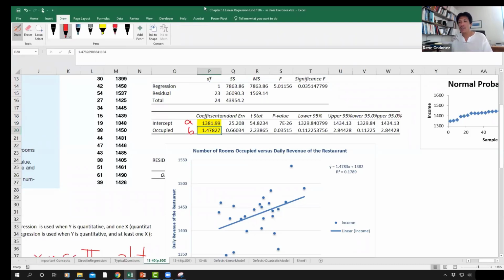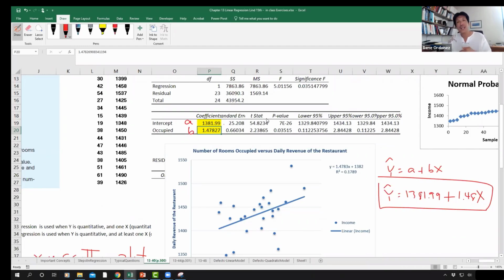All right, so if you were given an output such as this, and you were asked to fill in the information in this equation, you can pick up A from over here. That's 1381.99 plus 1.478x. Okay, where we define y as the daily sales of the restaurant, and x as the number of rooms occupied. Okay?